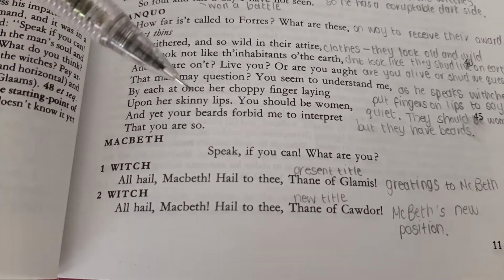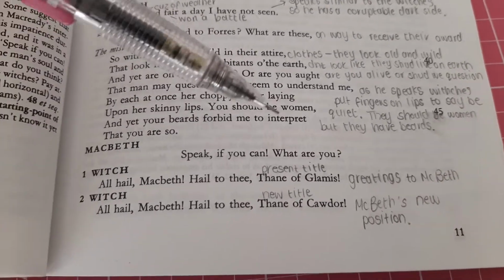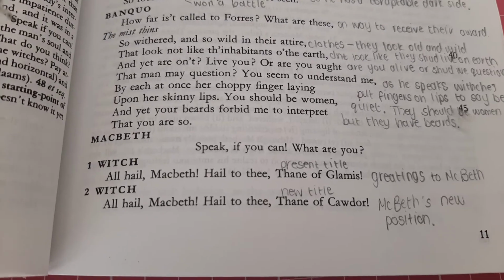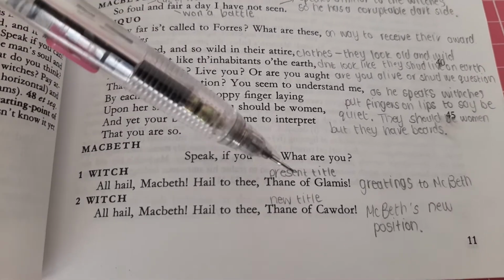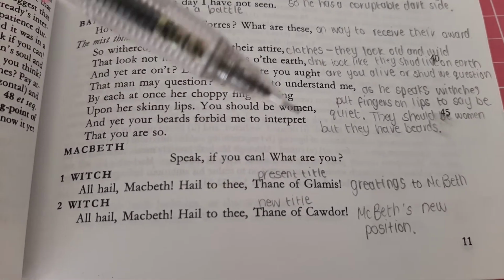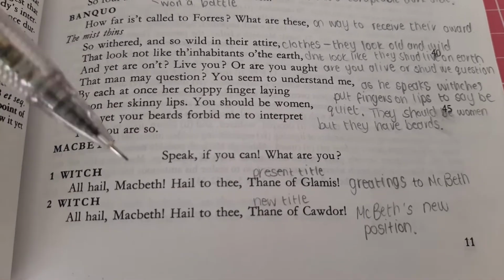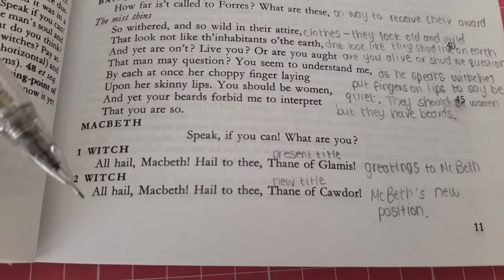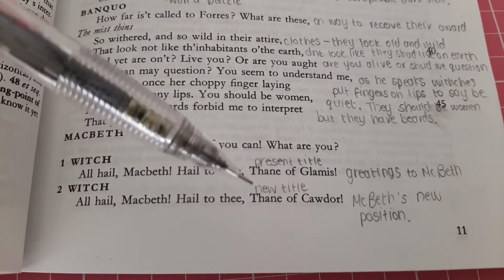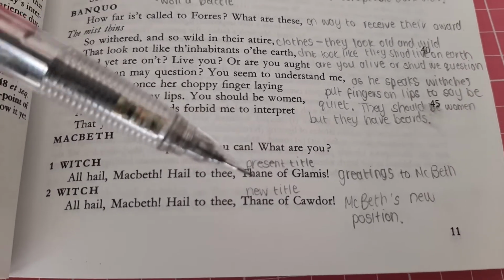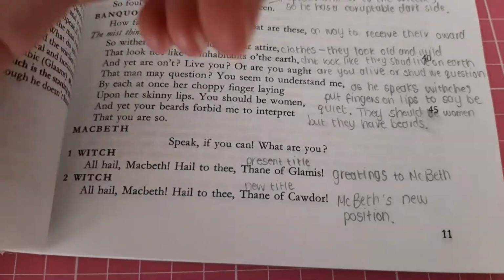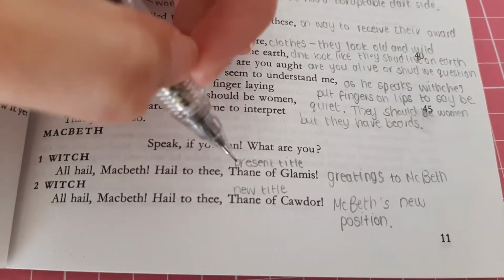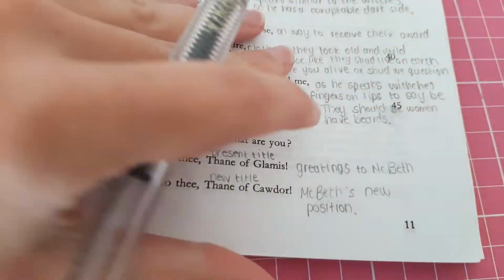So Macbeth says to the witches, "Speak if you can. What are you?" So the first witch says, "All hail Macbeth, hail to thee, Thane of Glamis." So that's his present title. They're greeting him with his present title. Then the second witch says, "All hail Macbeth, hail to thee, Thane of Cawdor." The new title, Macbeth's new position. Now keep in mind, Macbeth doesn't know he's the Thane of Cawdor yet. He still thinks he is the Thane of Glamis, okay?